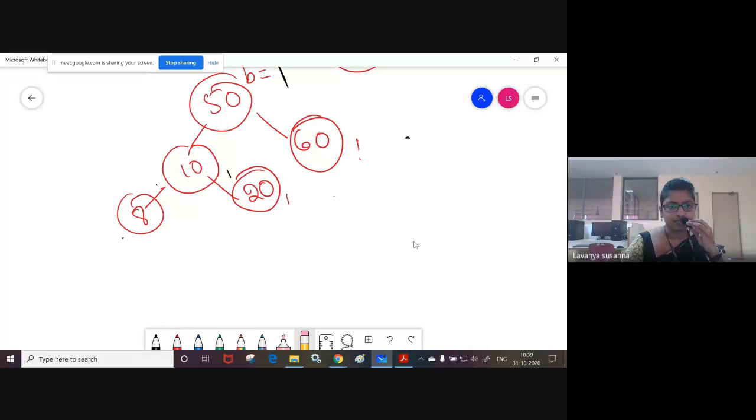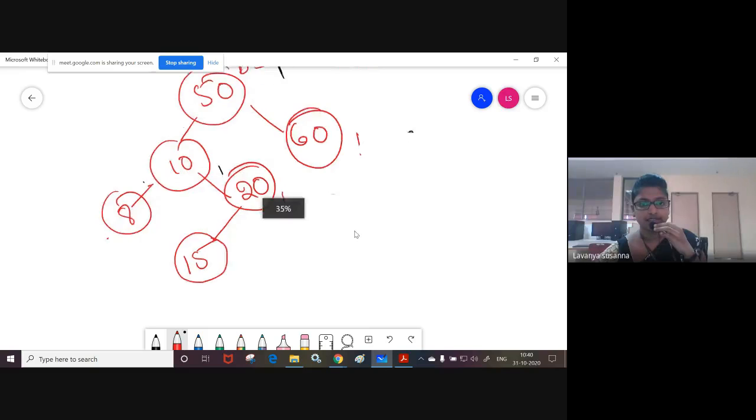Where do you need to insert 15? 15 is less than 50, so come to the left side. 15 is greater than 10, which means come to the right side. On the right side, there is another element, 20. Compare 15 with 20. 15 is less than 20, and less means left child. 15 must be inserted as the left child.